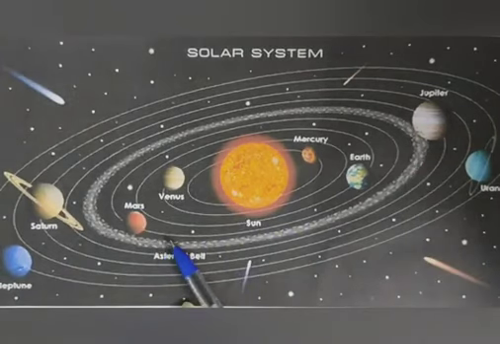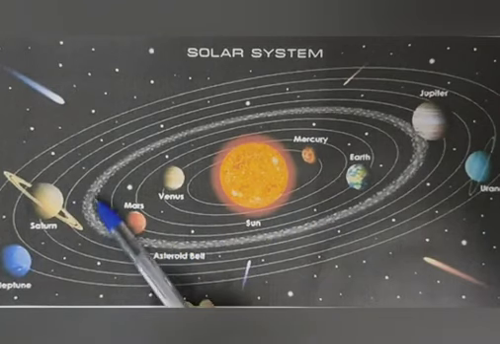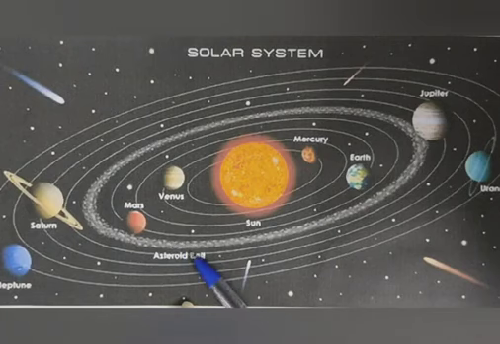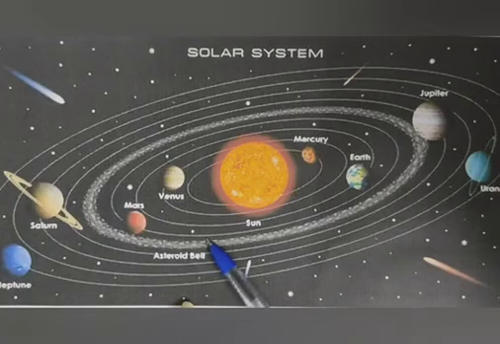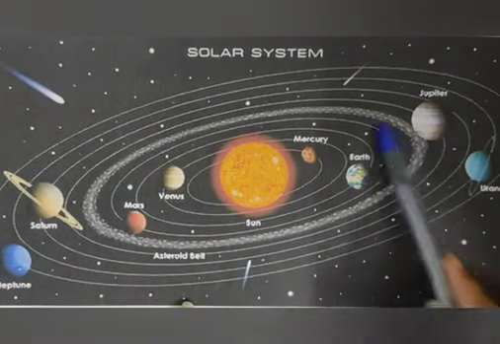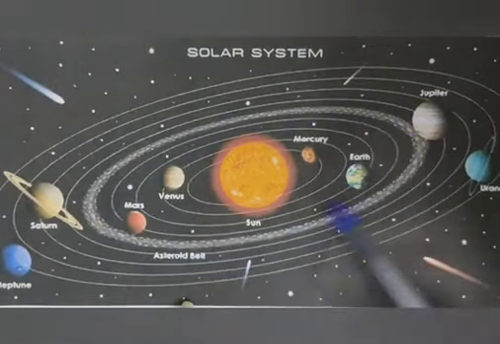Means the orbits of asteroids are spread over a large distance. They spread over a large distance and they form a band. For each asteroid there is a particular orbit. The orbits of asteroids spread over a large distance and form a band, and this band is called the asteroid belt.